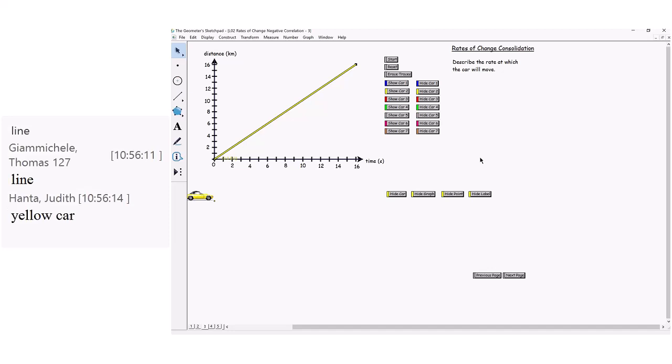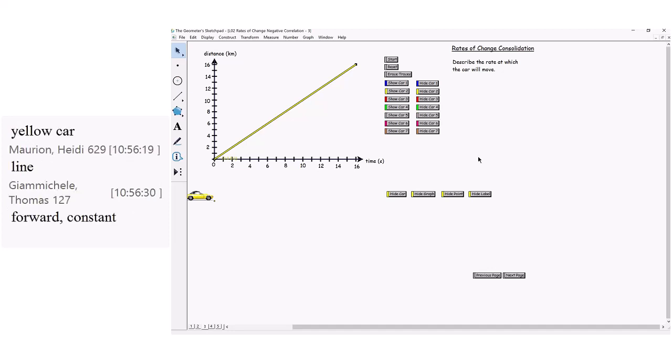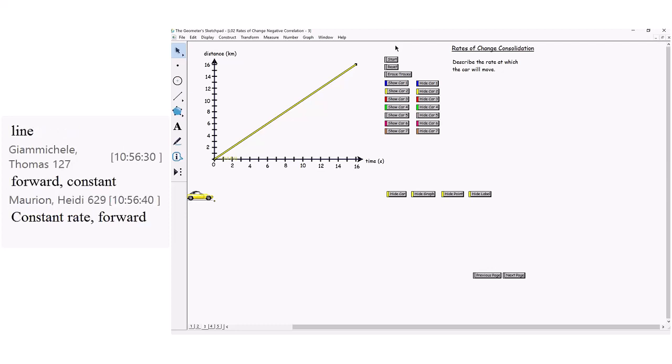All right, so now tell me how this car is going to move. What's the direction of travel and what is the rate of change? Will it accelerate, decelerate, or constant rate? And also add the direction of travel. Anybody else want to type something? I see 2 responses so far. Those responses are indeed correct.